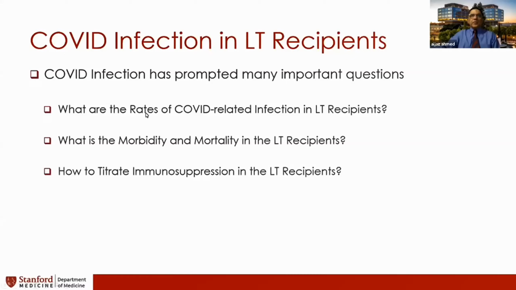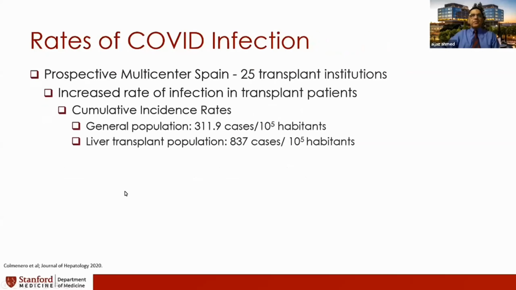The first one is, what are the rates of COVID-related infection in liver transplant recipients? And what is the morbidity and mortality in liver transplant recipients? The experience is early, so there's a little bit of a variation. And third, how to titrate immunosuppression therapy in liver transplant recipients? Some interesting insights.